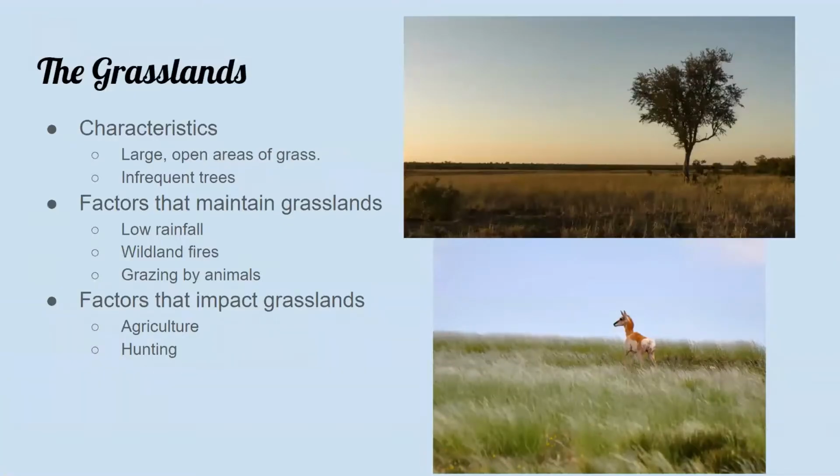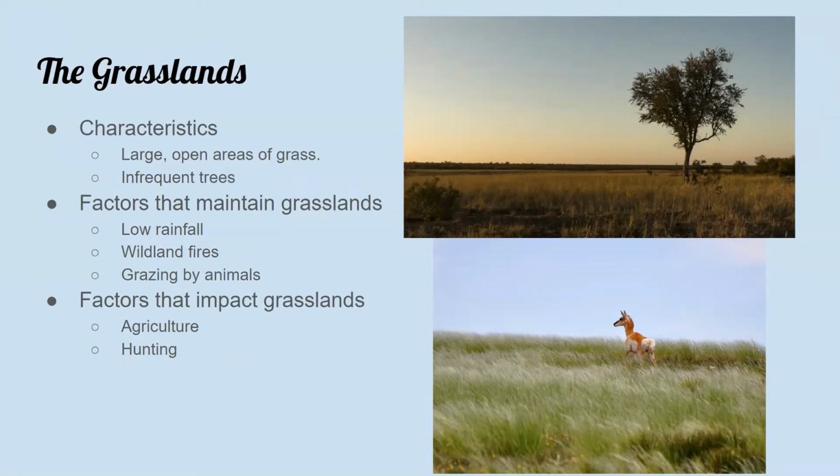So with grasslands, they can be characterized with large open areas of grass. And you can see trees there every now and then, but they're going to be pretty infrequent. This is because the grasslands receive low rainfall, so it's enough to sustain the numerous grasses that grow there, but not enough rainfall for trees. And that low rainfall helps to maintain the grasslands because, again, you can't have grasslands without grass.